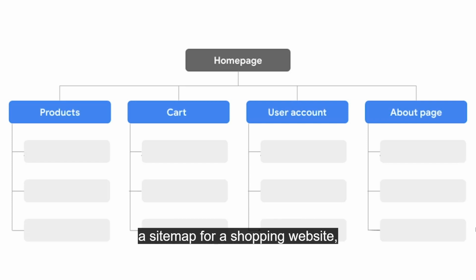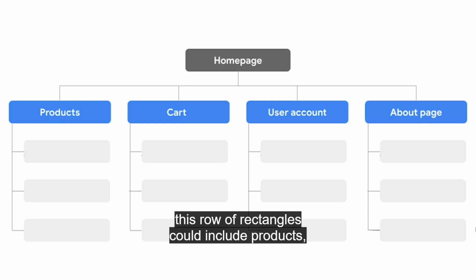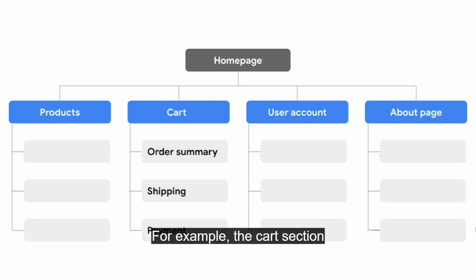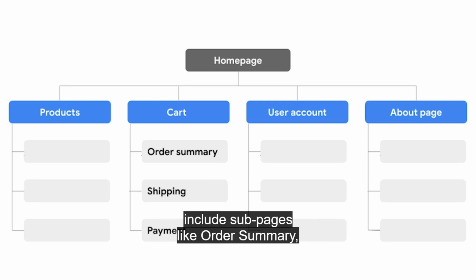For example, if you're creating a sitemap for a shopping website, this row of rectangles could include products, cart, user account, and the shop's about page. Finally, each section has a column of rectangles attached to it by lines. This column of rectangles represents the subpages of that section. For example, the cart section of our shopping website might include subpages like order summary, shipping, and payment.